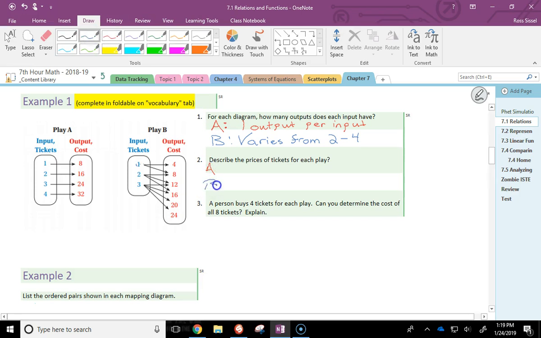So if I look at play A, how much should one ticket cost me? Depends on how many people you have. For play A, how much does a ticket cost to go to the play A? Oh, $8. How'd you get $8, Brandon? Because 1 equals 8. One ticket is 8. So on A, we're going to say $8 per ticket.